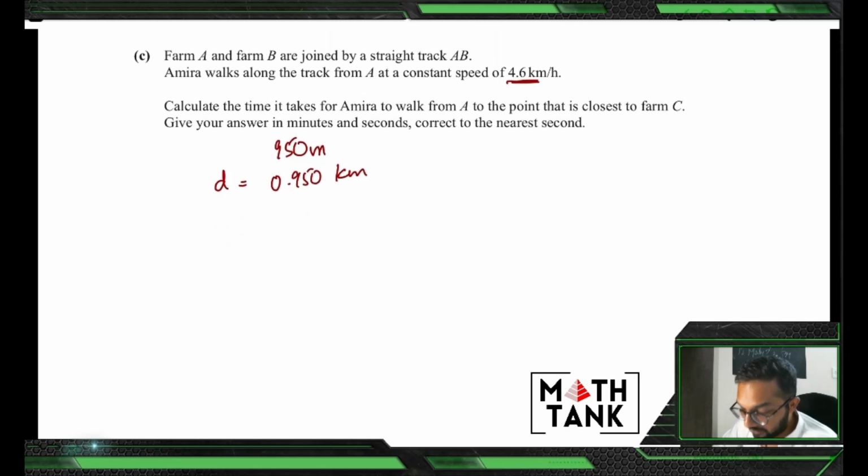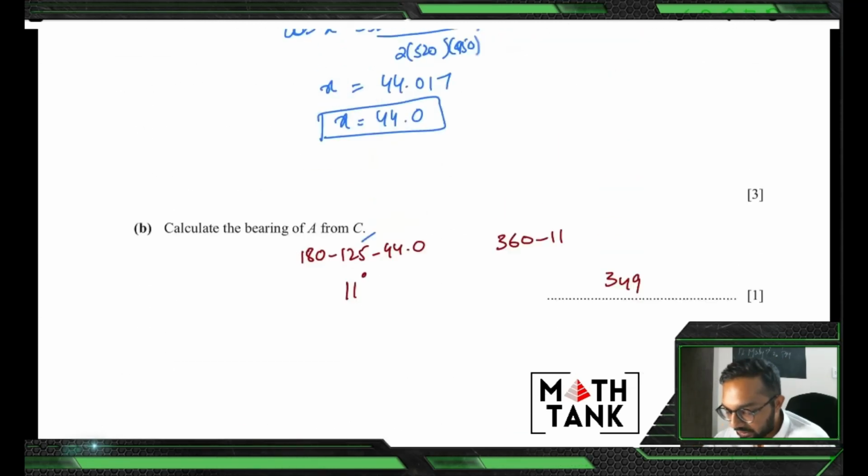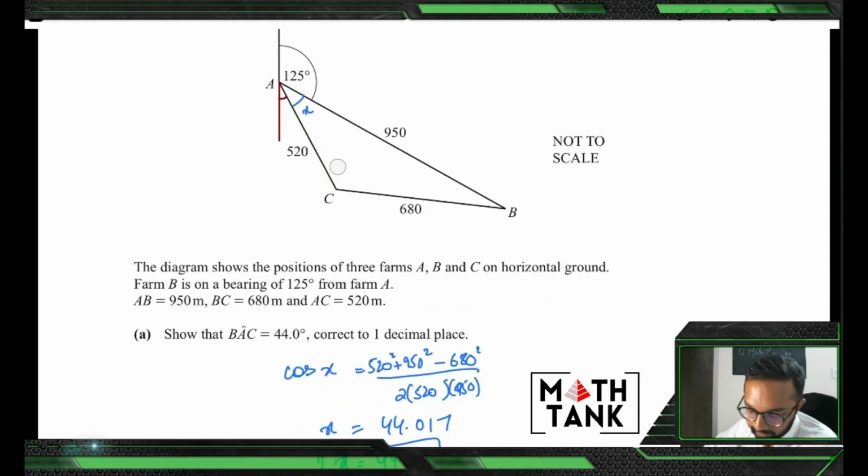Calculate the time it takes for a meter to walk from A to the point that is closest to form C. So what is the point that is closest to form C? This distance is going to be the closest when it is exactly 90 degrees. So what Amira is doing is she's not going the entire distance. She's just stopping here, which means that I need to find this length y.